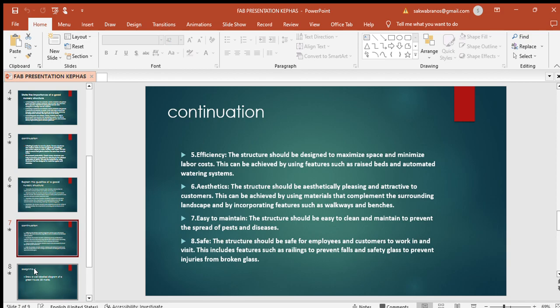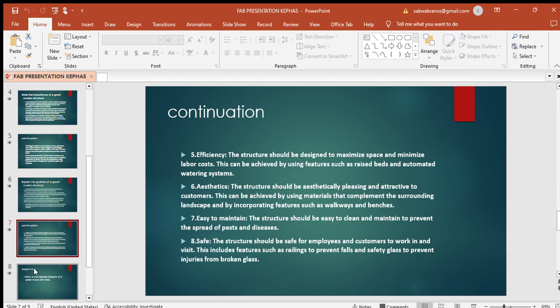Also, easy to maintain. The structure should be easy to maintain, to clean, so that is a factor to consider. Also, finally, it should be safe. The structure should be constructed in a safe way. Also, make sure that you use safe materials so that employees and customers are able to work in the nursery structures without being injured, so on and so forth.